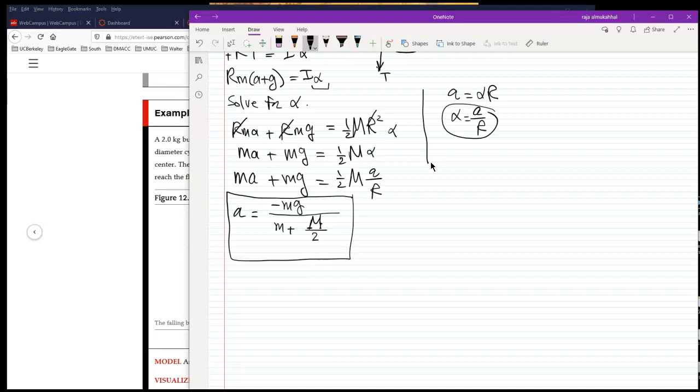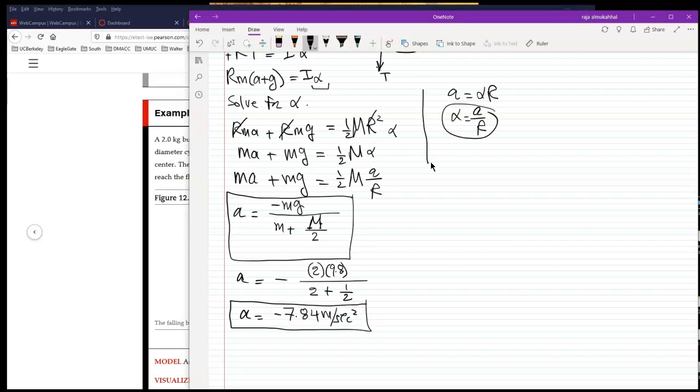Next step, I got all the numbers, just plug it in. So A, in this case, will be equal to, I have the minus here, and then it's going to be 9.8 divided by 2, plus the mass is 1 over 2. Calculate all of that, you'll get the acceleration equals negative 7.84, okay? Now, my answer makes sense to me because it's negative, it is downward acceleration. So that tells me that I'm doing it correctly, most likely, okay?